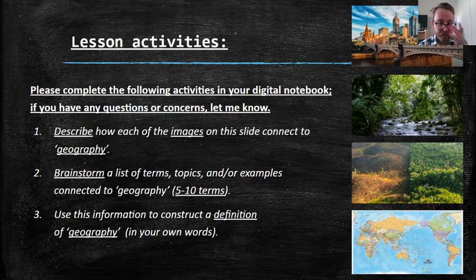Question 2, just a little brainstorm. Try and brainstorm a list of terms, topics, examples, it can be types of environments, it can be places around the world, anything and everything related to geography. See if you can brainstorm 5 to 10 terms for question 2. And then question 3, use this information. So in question 1 and 2, use your responses to construct your own definition of geography. No good if you just use mine from the slides. Create one in your own words. And yeah, that's all we're doing this lesson, guys.